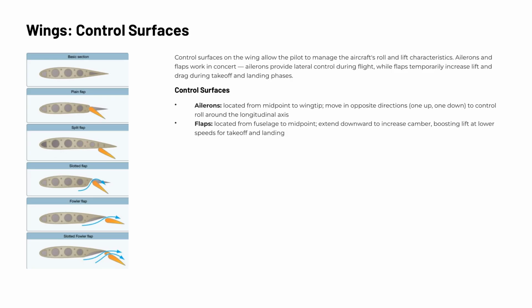Together, ailerons and flaps give the pilot control over two critical aspects of flight: lateral maneuverability and low-speed lift management, each surface designed specifically for its location on the wing and its role in flight.